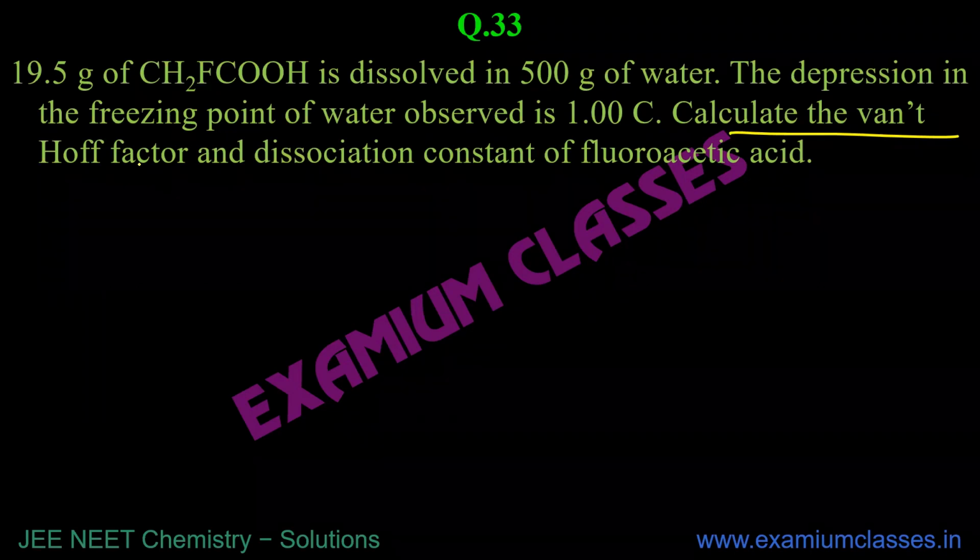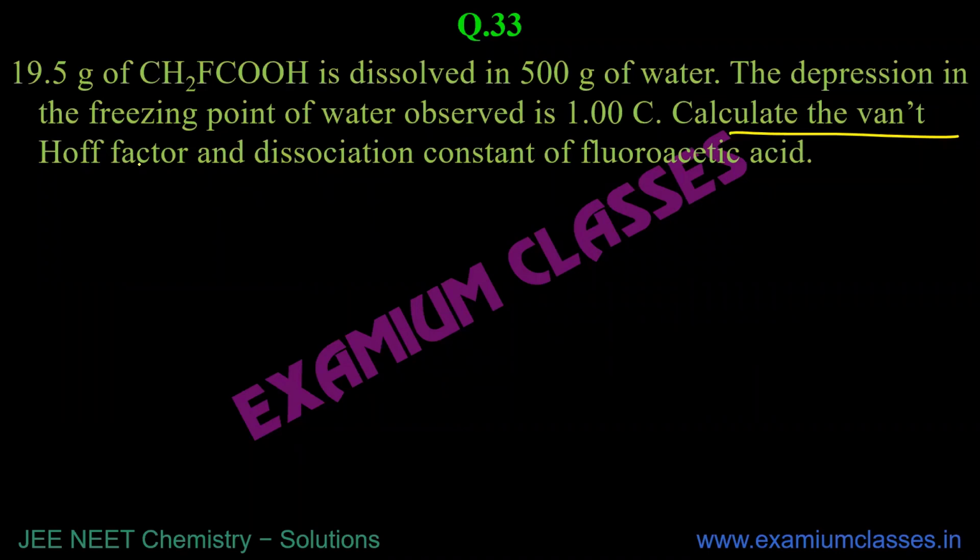Question is not tough. It is very, very easy, but yes, it might be slightly lengthy. So observed value is given, 1. You can get the value of Van't Hoff factor if you know the calculated value. Observed value is there. If you know the calculated value, you can get Van't Hoff factor. So you have to calculate the Van't Hoff factor, which is easy. Then you need to calculate dissociation constant of fluoroacetic acid, means Ka, for which you will use the same formula which we have used earlier also. So question is not tough.